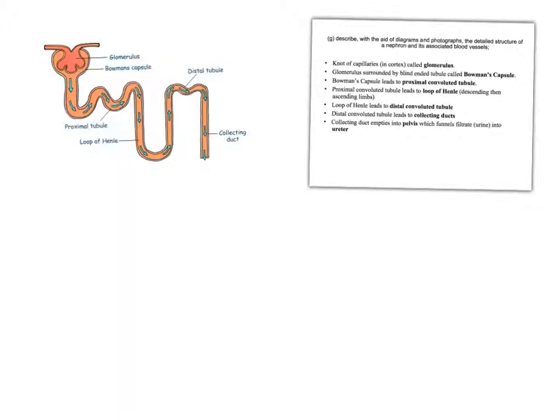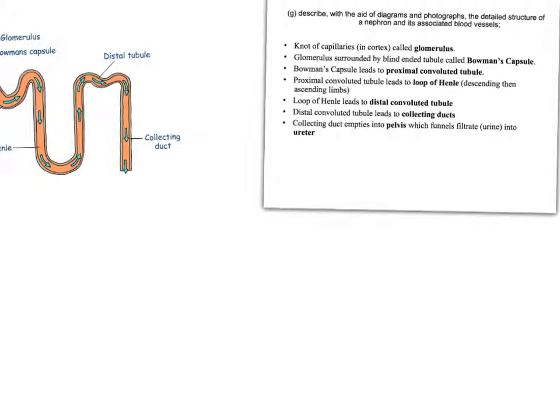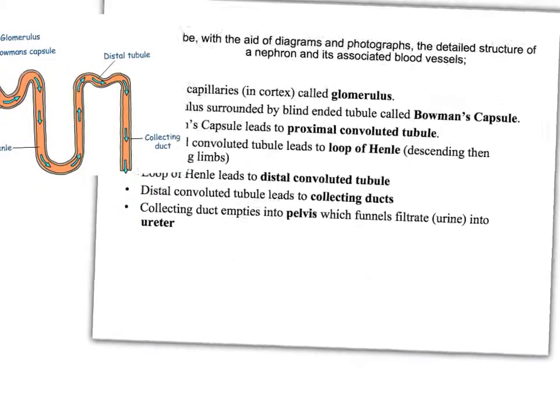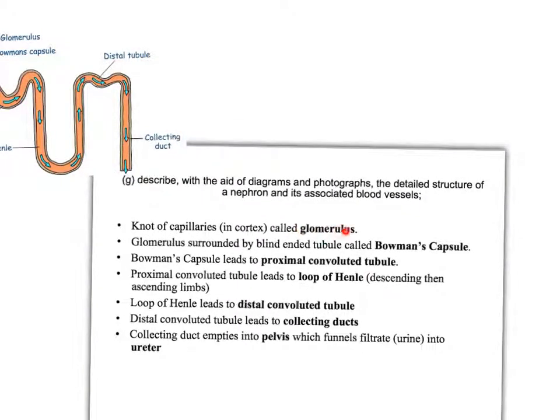So looking at the nephron in a little bit more detail, here's what you need to know. You need to know keywords. You need to know this word glomerulus, which is a knot of capillaries. And the knot of capillaries is in association with a sort of blind end of a tube, which is called the Bowman's capsule, which I'll show you in a minute.